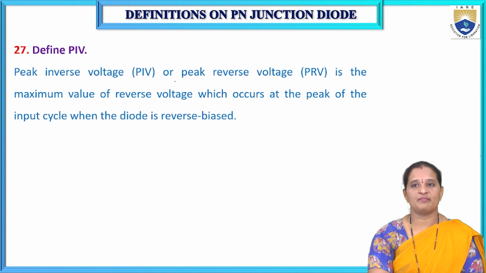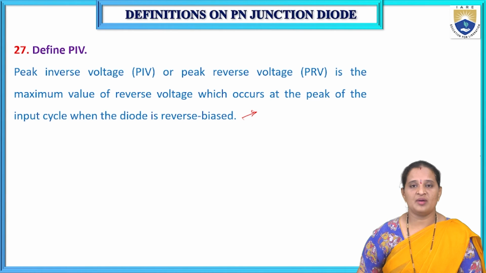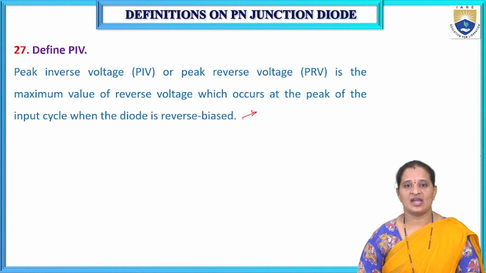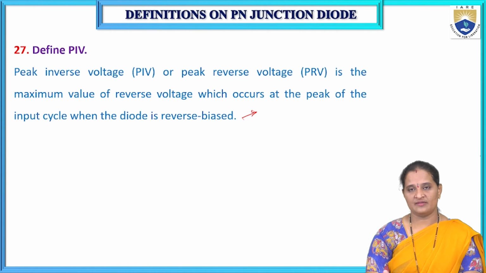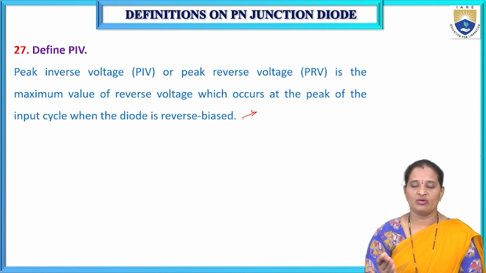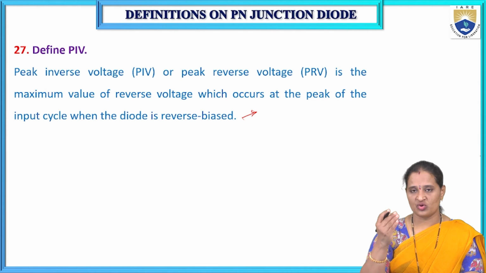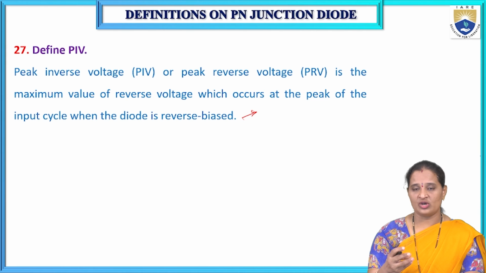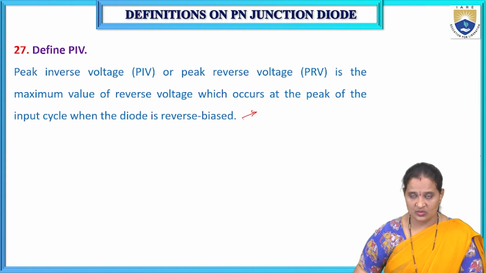The peak inverse voltage or peak reverse voltage is the maximum value of reverse voltage which occurs at the peak of the input cycle when the diode is reverse biased. In another way, we can also define the peak inverse voltage as the maximum reverse voltage that a diode can withstand without any damage. In the reverse bias condition, if you increase the reverse voltage, at one point breakdown occurs. If breakdown occurs, more current will flow. So the maximum voltage the diode can withstand without any damage to the device is known as the peak inverse voltage.